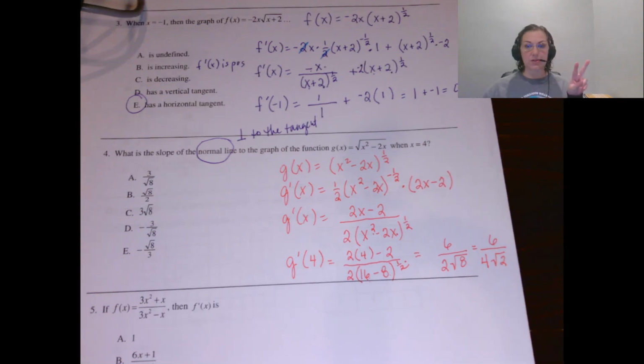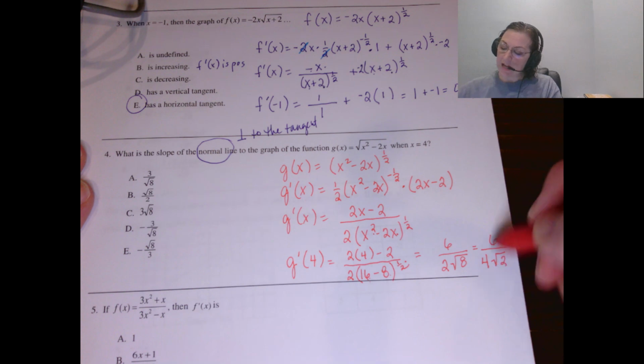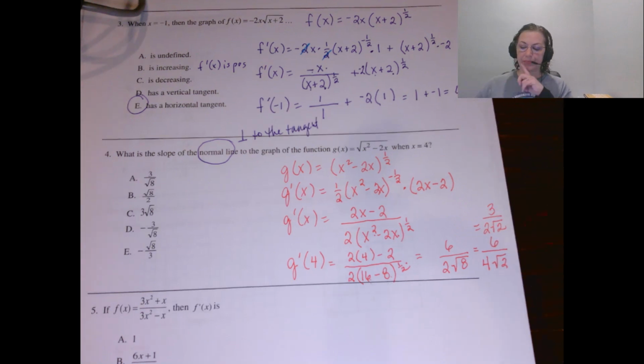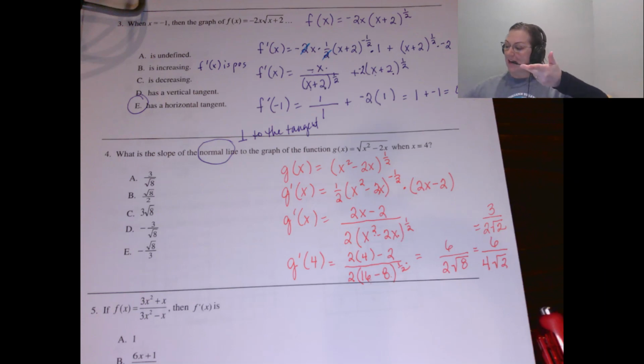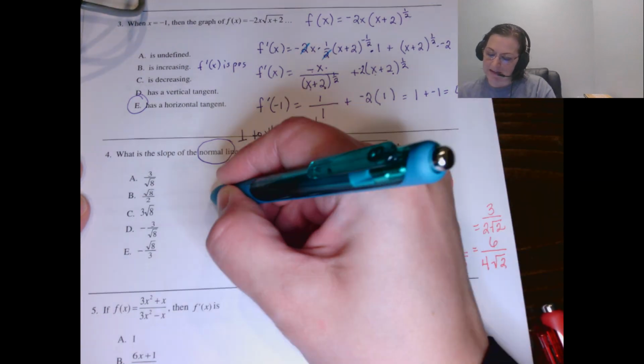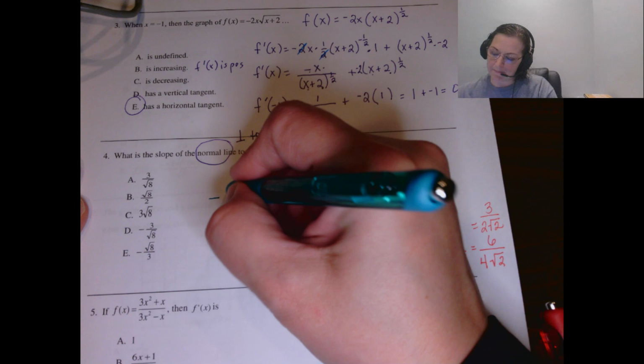Think about it. I had a 2 there, and then I changed the square root of 8 to 2 times the square root of 2. So I've got 4 because of the 2 times 2, and then I've got the square root of 2 on the bottom. Okay, look at my 6 and 4. Those will reduce to 3 and 2. Now remember, this is my slope of the tangent. So I've got to flip it now and change the sign. So if I change the sign, it becomes negative, and I flip it.